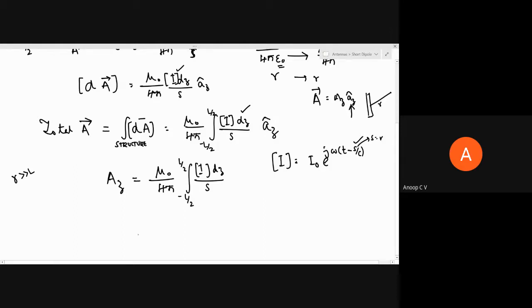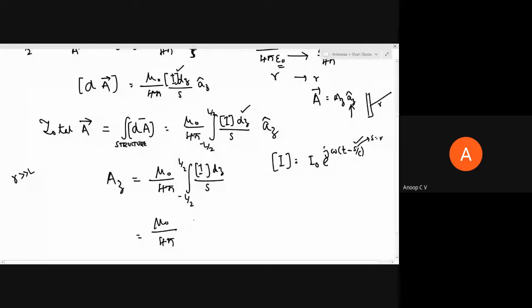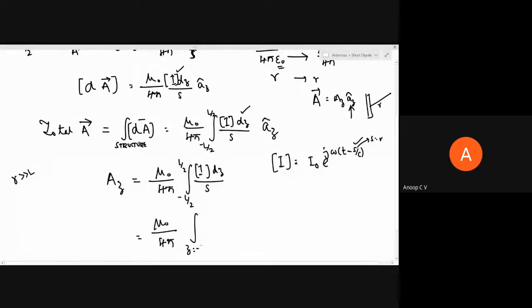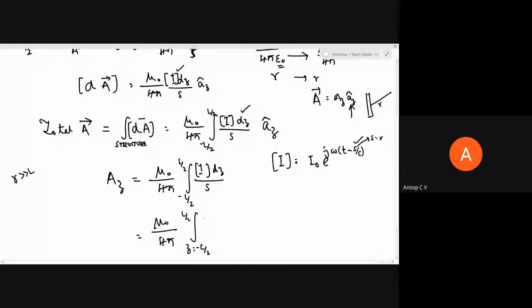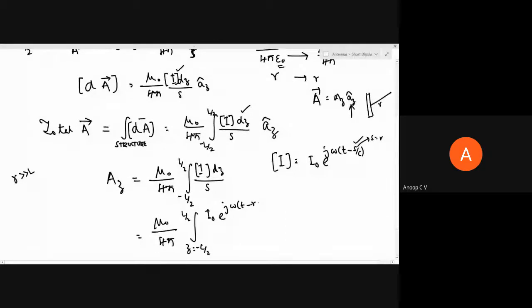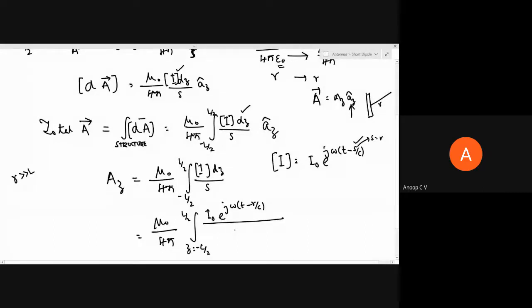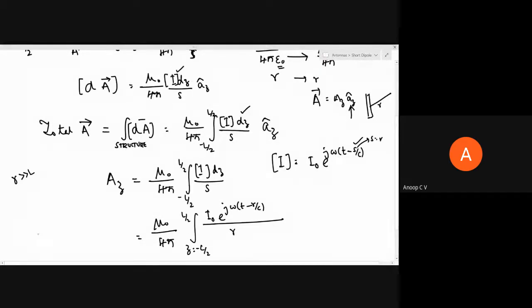If I substitute that, it is equal to mu naught by 4 pi integral z from minus L by 2 to L by 2 of I naught e power j omega t minus R by C divided by S. Again I can put S as R, as R is much greater compared to L.